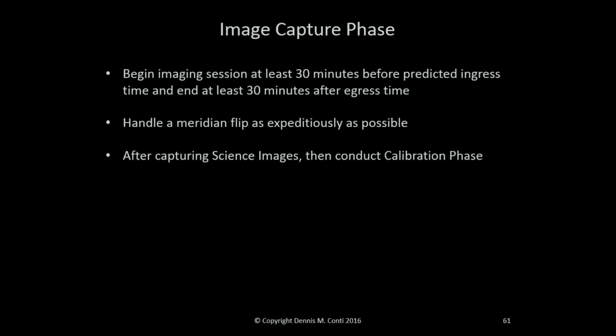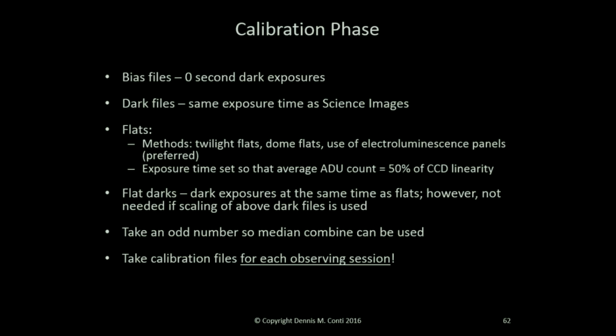So after the science images have been captured, we are ready now to begin the calibration phase. Now, the calibration phase should take place immediately after the image capture phase. So this would mean taking our bias files, which are 0-second dark exposures. Typically, we'd suggest an odd number, with dark files taken at the same exposure time as the science images. So if, for example, the science images were 30-second exposures, then the dark files should also each be taken at 30-second exposure.